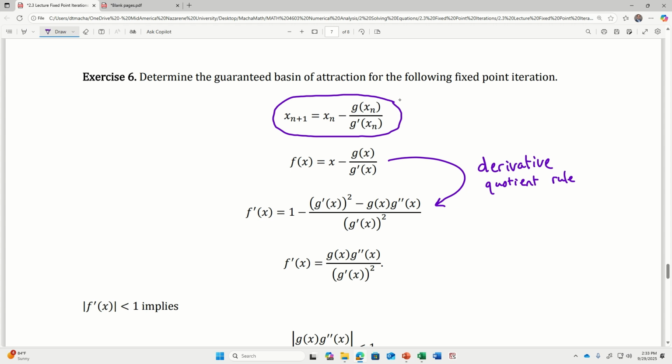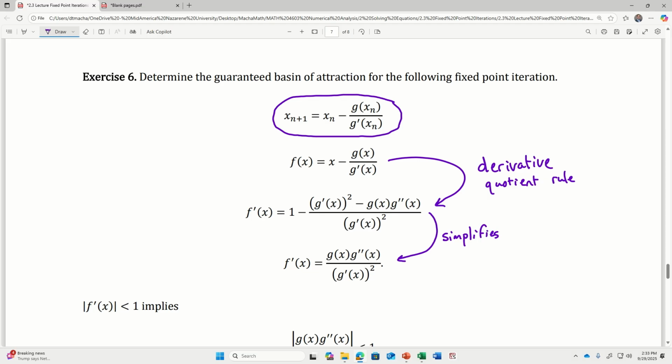Okay, so you take the derivative of this using the derivative quotient rule, and we're going to simplify because g prime squared divided by g prime squared is just 1. 1 minus 1 goes away and it's just a 0. And then I see a negative here and a negative here, and that makes a positive. And so that's why this simplifies to be just g times g double prime divided by g prime squared.